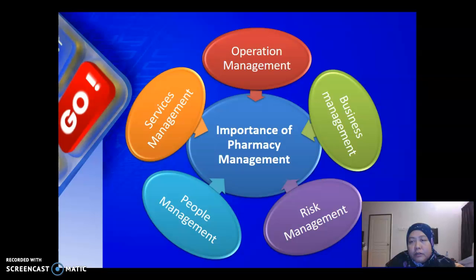People management is in regards to human resources. So whether we have enough staff or not to actually execute all our tasks in the pharmacy. Okay, and service management, of course. Okay, how do we manage the services to the customers, to the patients, to the doctors, to the nurses, and how we integrate all this into our pharmacy management. So that's why pharmacy management is very important for you to understand.